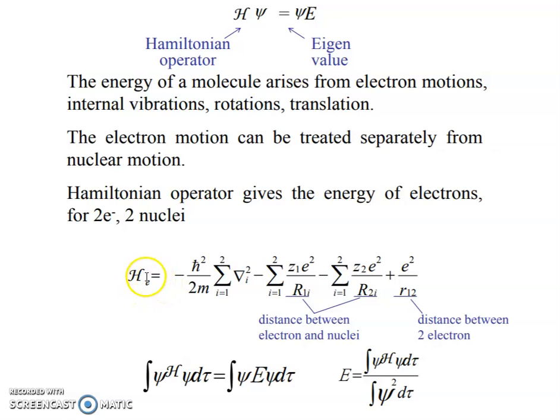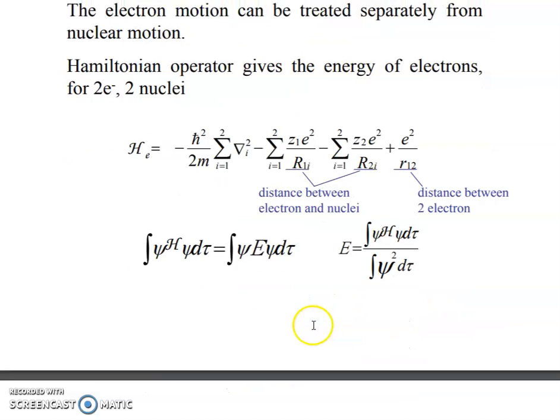So for electrons, He is equal to minus h cross squared by 2m, summation over i equal to 1 to 2 of del i squared, minus summation over i equal to 1 to 2 of Z1 e squared by r1i, minus summation over i equal to 1 to 2 of Z2 e squared by r2i, plus e squared by r12. Here these terms are the distances between electrons and nuclei, and this one is the distance between the 2 electrons.